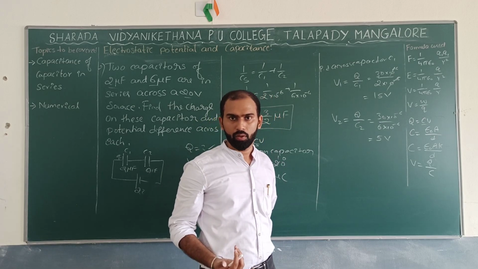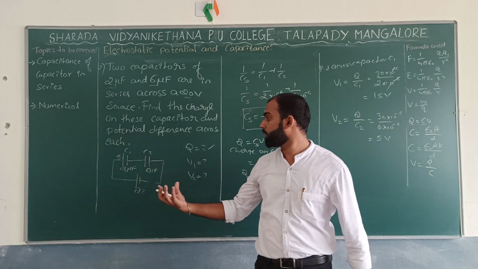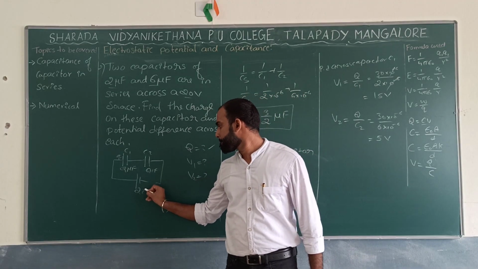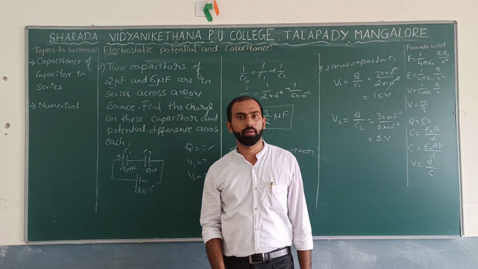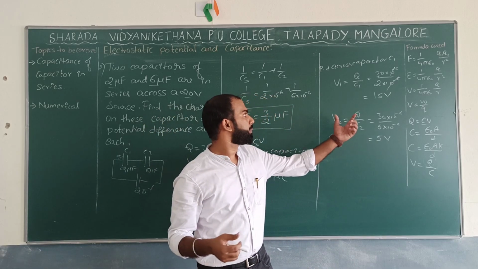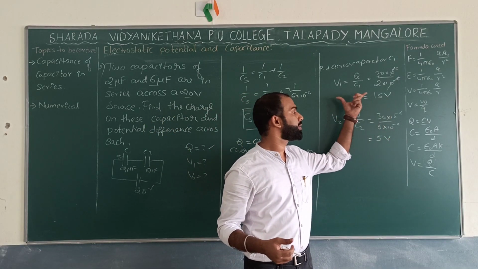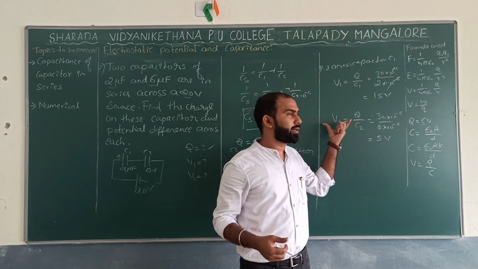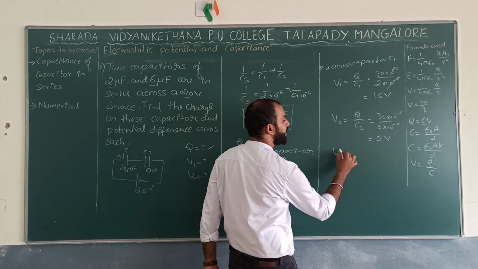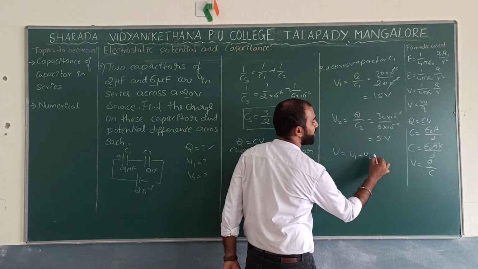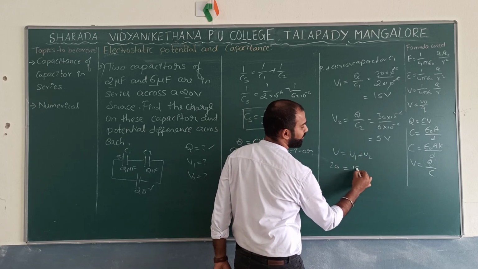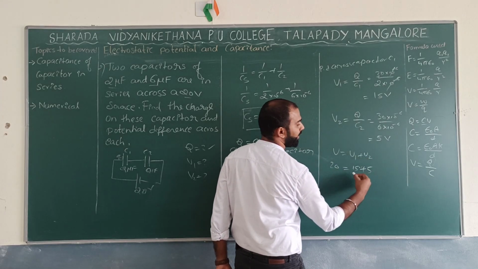What is the total potential we have over here? That is 20 volt. What is the individual potential we have got? 15 with respect to V1 and 5 with respect to V2. So it should be V is equal to V1 plus V2. So 20 is equal to 15 plus 5.